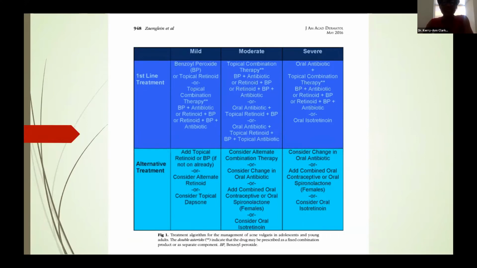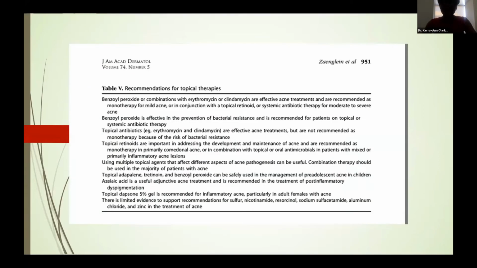So for your mild lesions, you're using mostly topicals, right? By moderate, you're starting to add a little oral therapy, your oral antibiotics or your hormonal therapies. By you reaching the severe section, you're probably considering starting these patients on oral isotretinoin. So let's just go through the recommendations here.